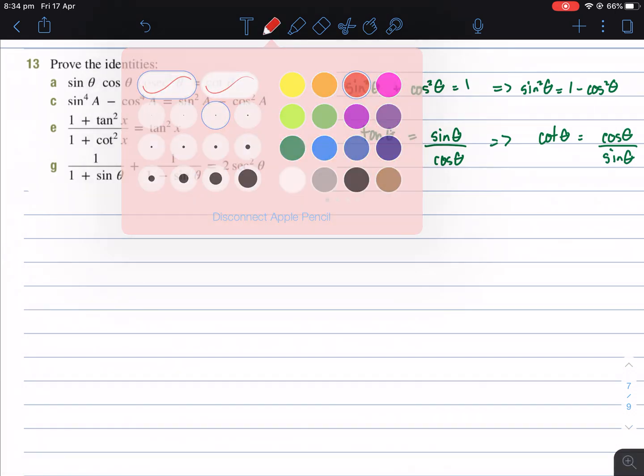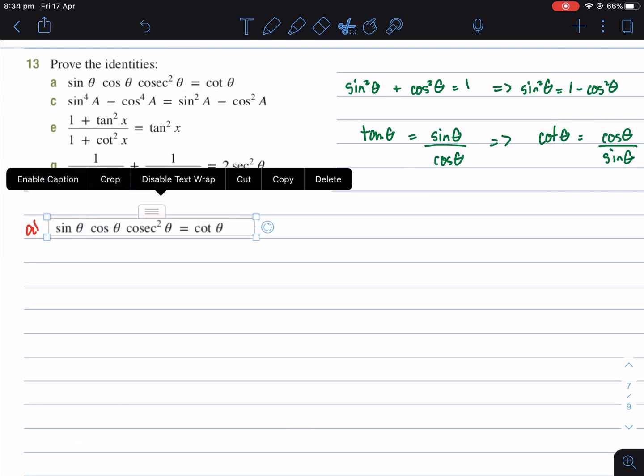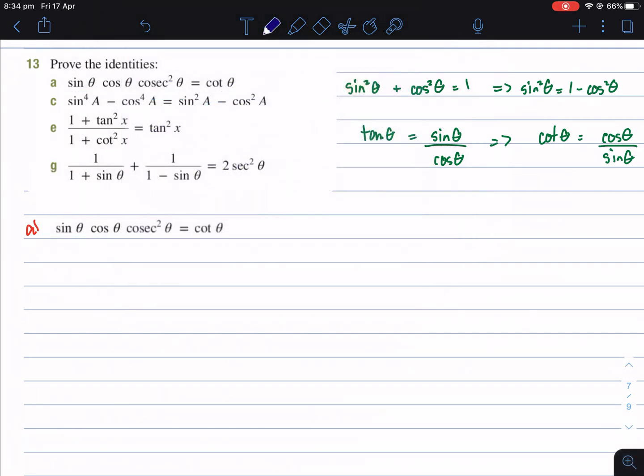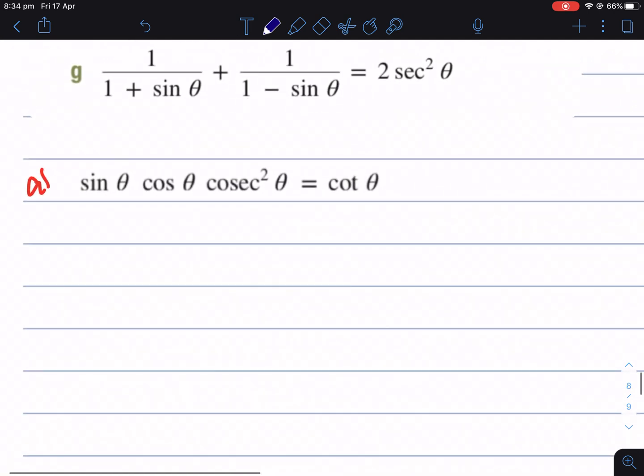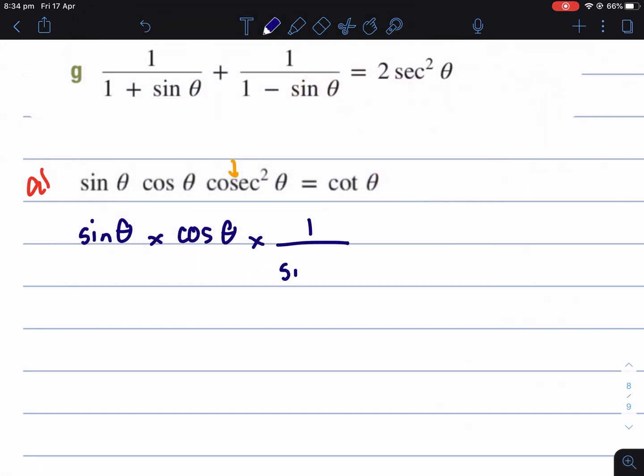Let's have a look at A. So for this one, I'm just going to start playing with these things. This is sine theta times cos theta times, now cosec, third letter, 1 on sine, 1 on sine squared theta. And we're trying to prove that it comes to cot theta, which is 1 on tan theta, isn't it?